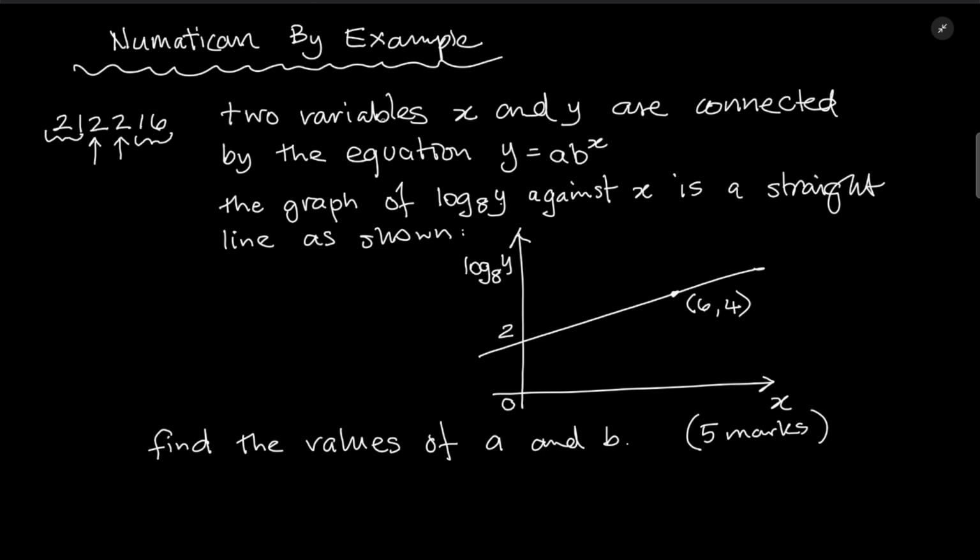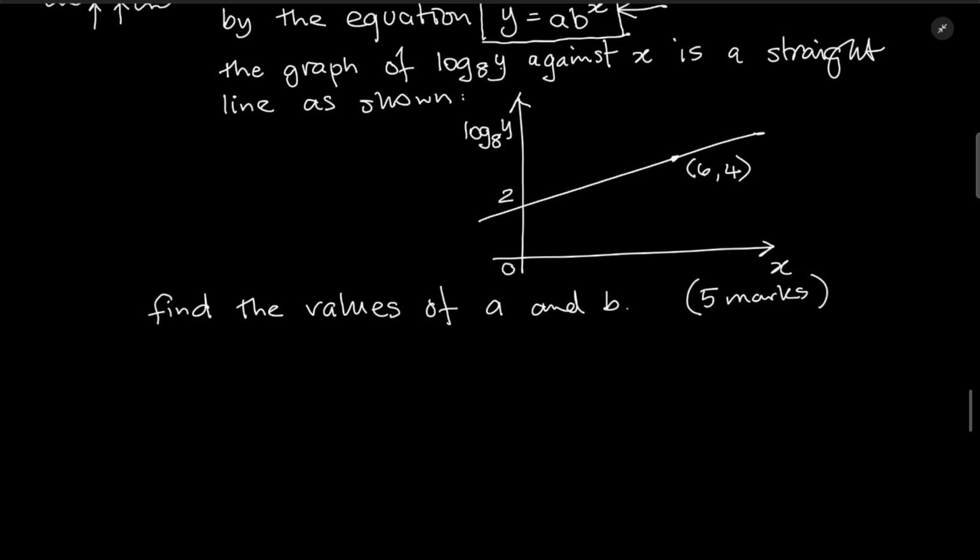Two variables, x and y, are connected by the equation y equals ab power x. So that is the signal. The rest of it is noise. The mathematical equation is what we want to pick out of that. The graph of log 8 of y against x is a straight line as shown. Okay, straight line. So the two pieces of information for a straight line are gradient and vertical offset.